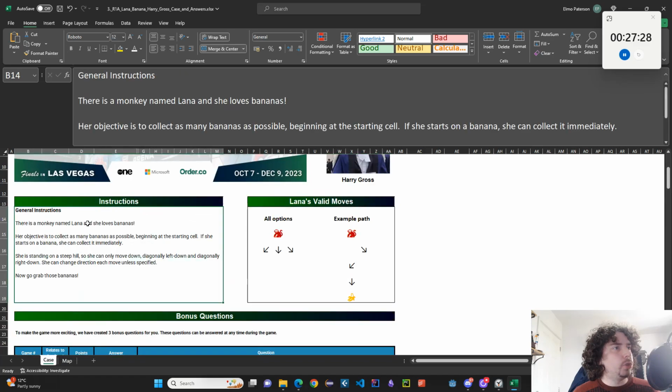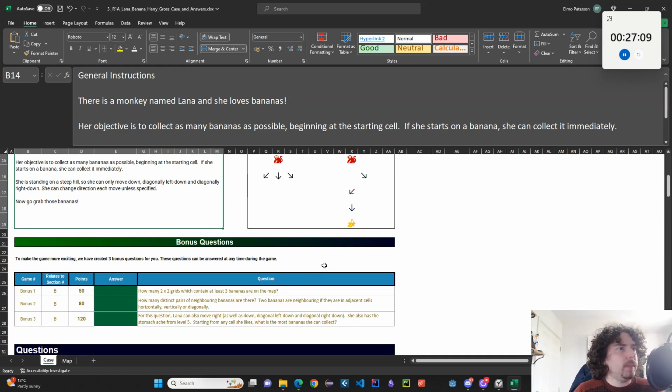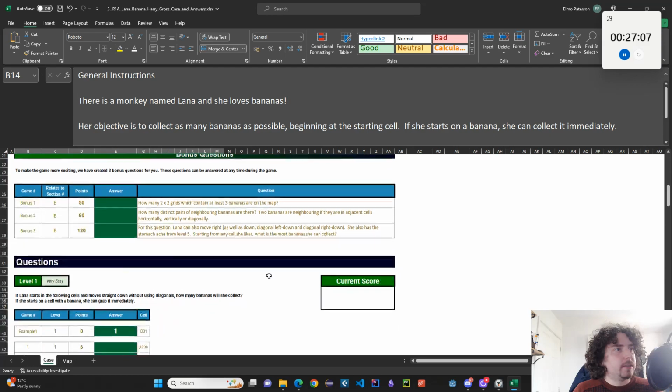Okay, nice short introduction here. There's a monkey named Lana, and she loves bananas. Her objective is to collect as many bananas as possible, beginning at the starting cell. If she starts on a banana, she collects it. She can only move down left or down right. Grab those bananas. 3 bonuses.